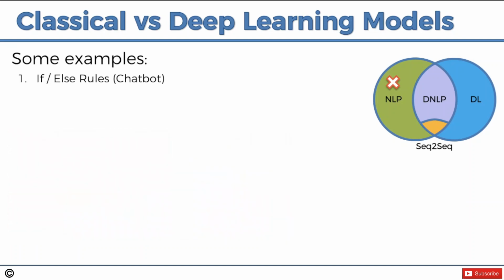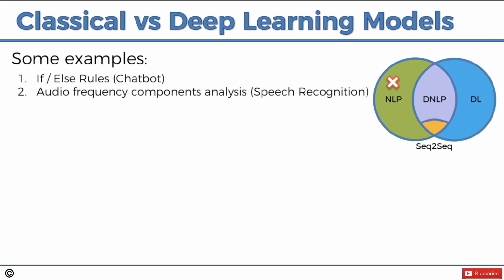The next natural language processing model we will look at is called audio frequency components analysis, and it's used for speech recognition and sits over here. So we're purposefully looking at different examples. So not just chatbots, we're looking at different applications. So you can see that NLP can be applied to speech recognition. And there used to be, or still are, algorithms that use non-deep learning methods for speech recognition. And one of them is audio frequency components analysis.